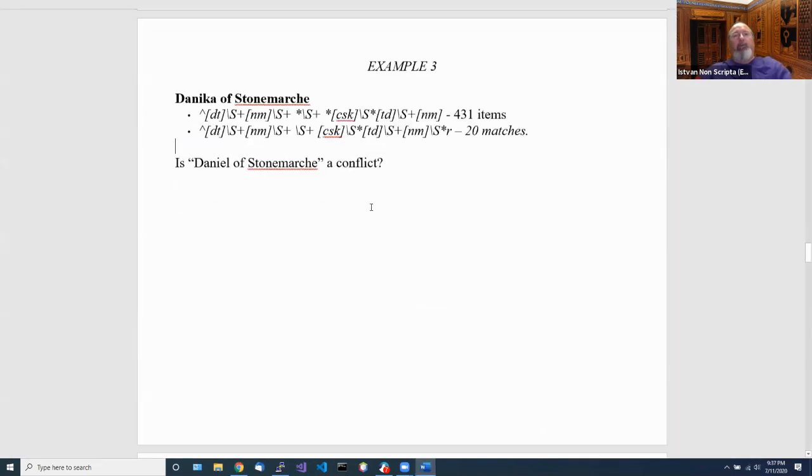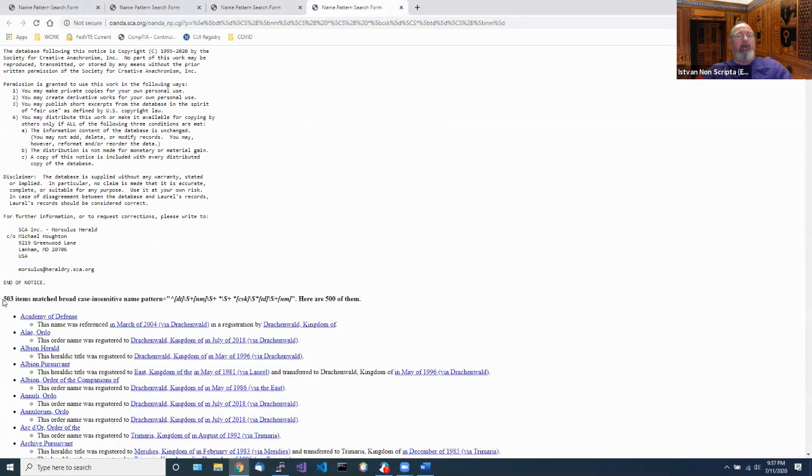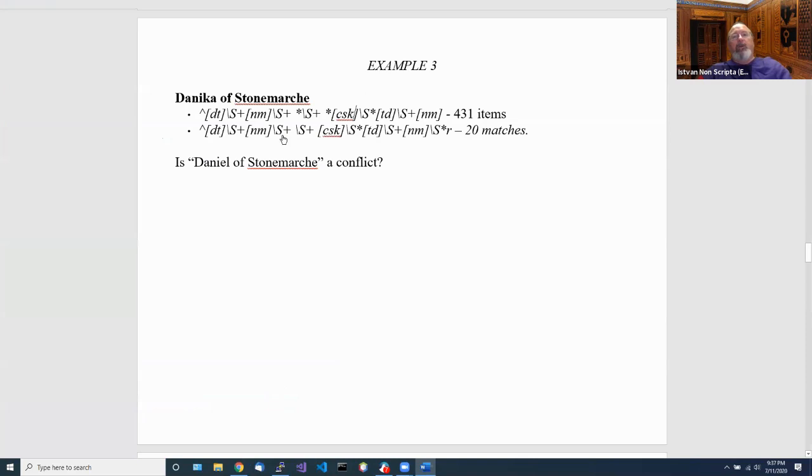Okay, example number two, Danica of Stonemarch. So I tried that mess first. And that gets me a whole bunch, 503 items. No. So let's try to narrow that down. We'll add the "of", because it's space, any number of characters, space. Can I walk you through the individual codes? Sure.